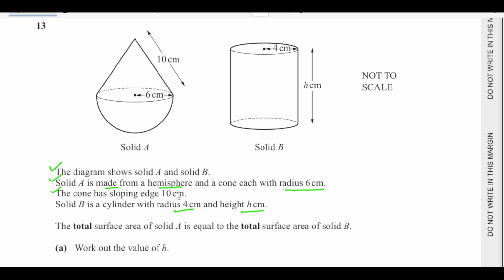Then we have the total surface area. The total surface area of solid A is equal to the total surface area of solid B.